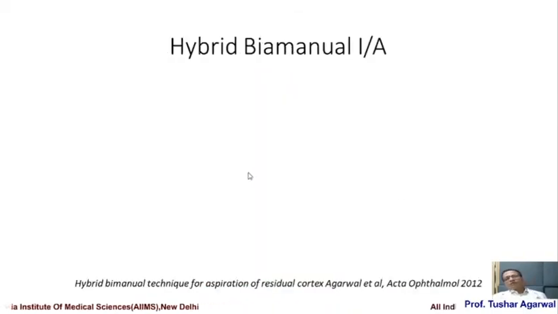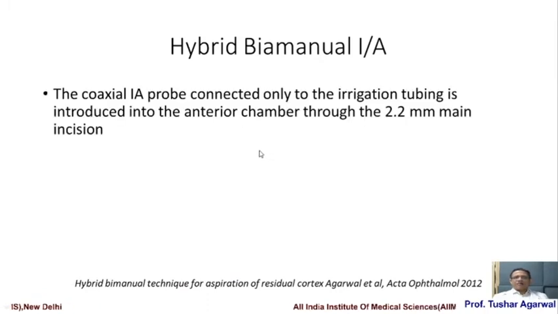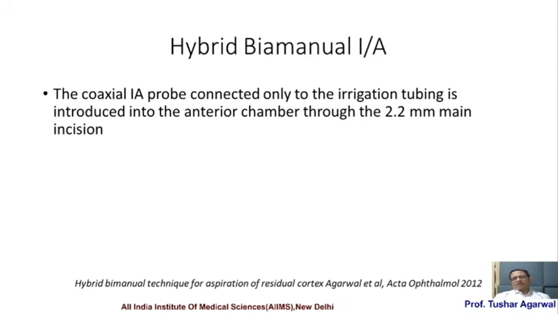Now, if you ever get left with some residual cortical matter, especially in the subincisional area, you can use a technique which is called the hybrid bimanual. In this, you combine the advantages of a bimanual system with a coaxial system. The major drawback of a bimanual system is that when you leave the main port open, if you use a regular bimanual, it tends to leak very badly, and sometimes you get a very flat anterior chamber.